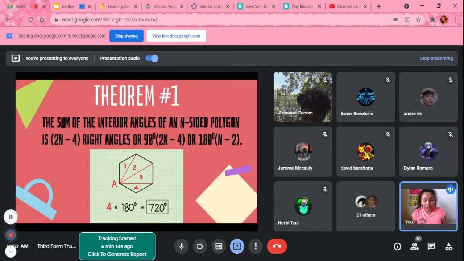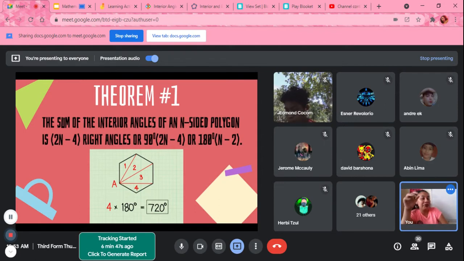Now, for polygons, it is unique to each shape. So a shape with five sides, sorry, has a specific magnitude. A shape with seven sides has a specific magnitude. A shape with 10 sides has a specific magnitude. And each one of these shapes, depending on the number of sides, is going to have a certain number of degrees. And this is the formula that we use. We either do 90 degrees multiplied by 2n minus 4 or 180 degrees multiplied by n minus 2.